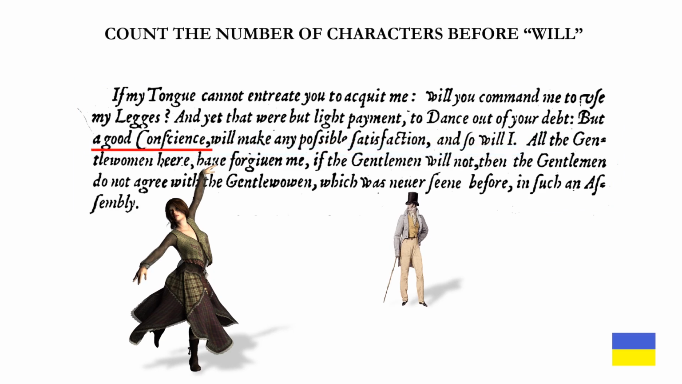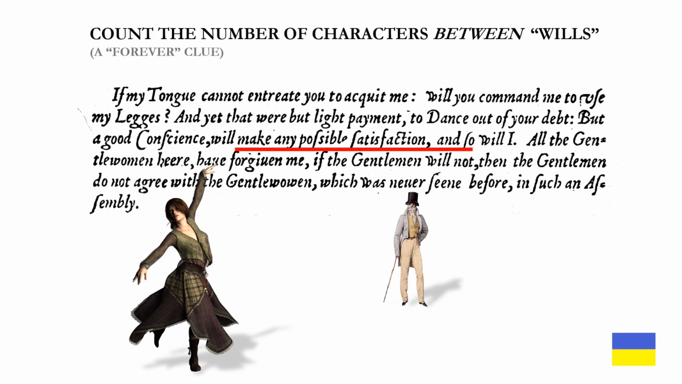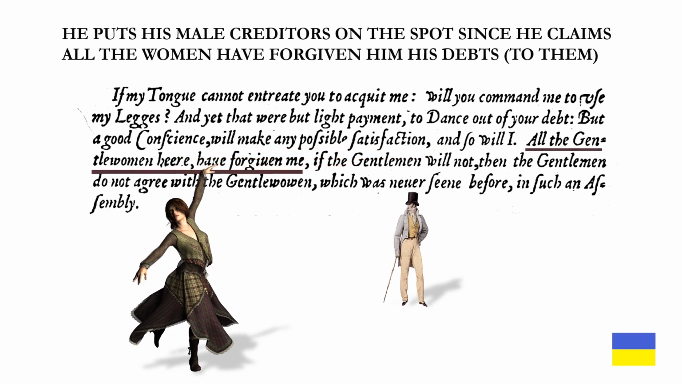In another little authorship clue, count the number of characters from word "a" to "will." Don't forget the comma now. And count the number of characters between "wills" on that same line. This is another one of what I call a forever clue. He puts his male creditors on the spot since he claims all the women have forgiven him his debts to them.